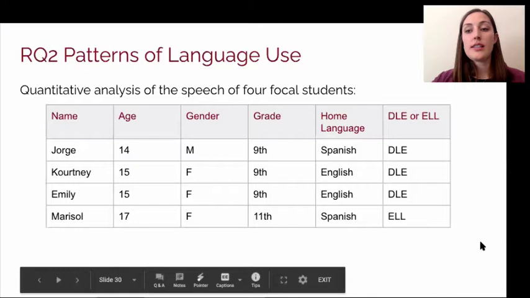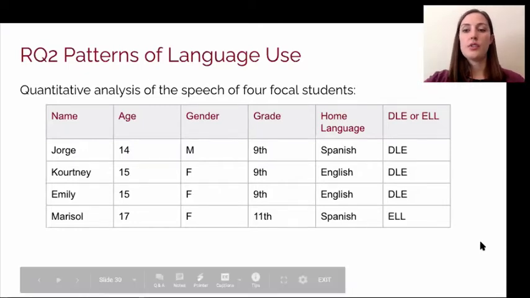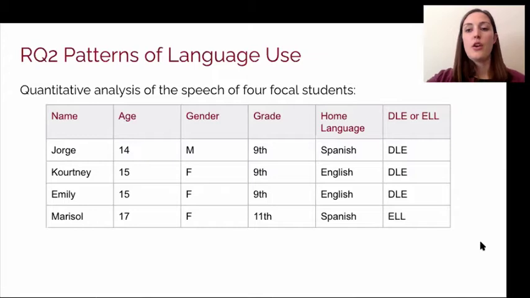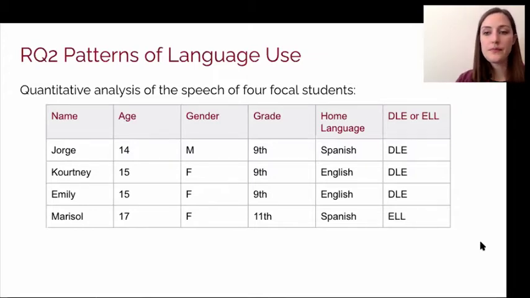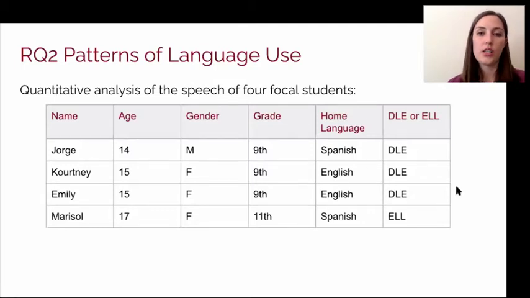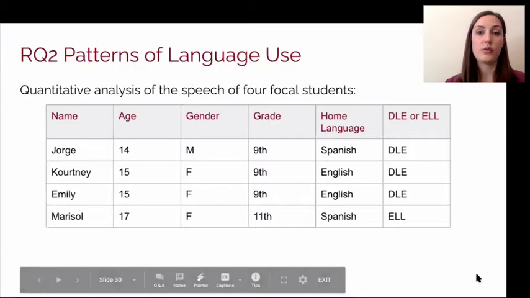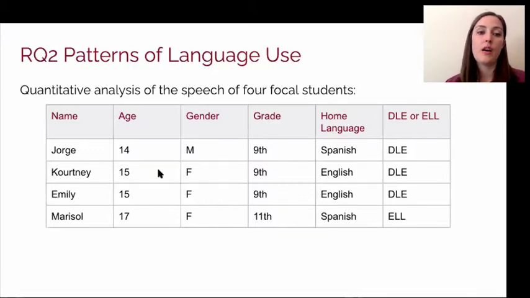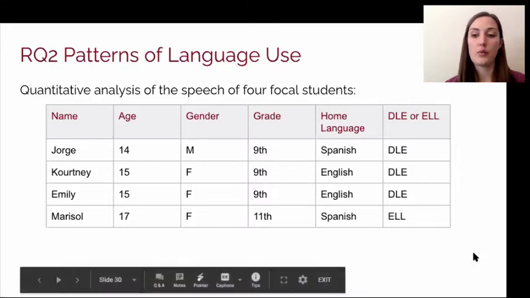So to answer the second question, what are students' patterns of language use during student-to-student interactions? 4 focal students were identified. Jorge is the Spanish home language student in the class who was enrolled in the dual language immersion program. Courtney is an English home language student who's considered highly proficient by her teacher. Emily is also English home language, who's considered fairly proficient, but not quite as proficient as Courtney. And then Marisol is one of the new to the country students who's enrolled in the ELL program.